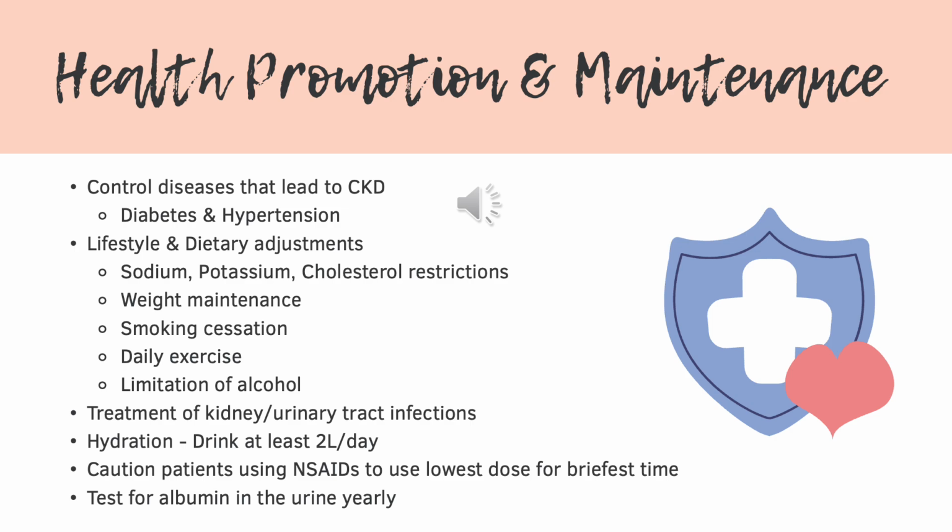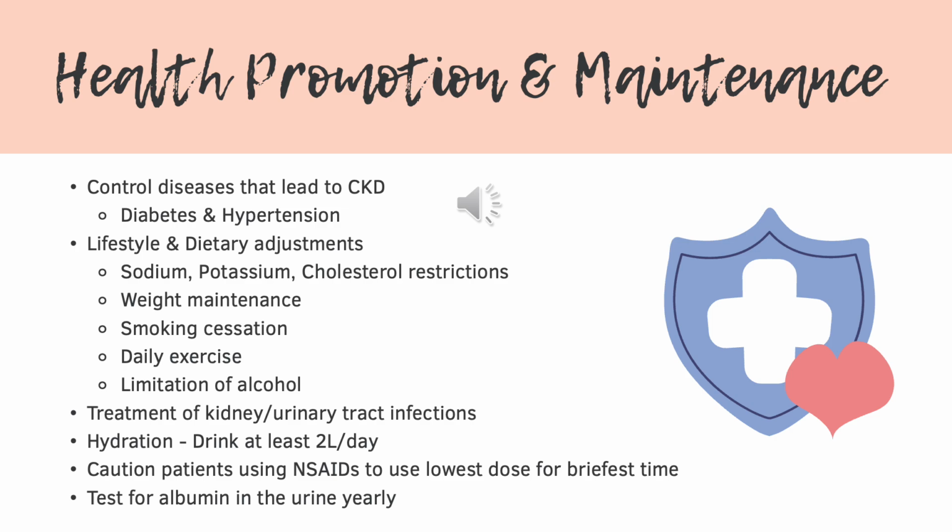Second, we have lifestyle and dietary adjustments. We need to possibly restrict dietary sodium, potassium, and cholesterol to help reduce the strain on the kidneys. We want to encourage weight maintenance, aiming for a BMI between 22 and 25. We want to promote smoking cessation as well as daily exercise for about 30 to 60 minutes. Really, this amount of moderate intensity exercise can help improve overall cardiovascular and kidney health. And also, we want to limit alcohol consumption to 1 to 2 drinks per day, just to prevent additional kidney stress.